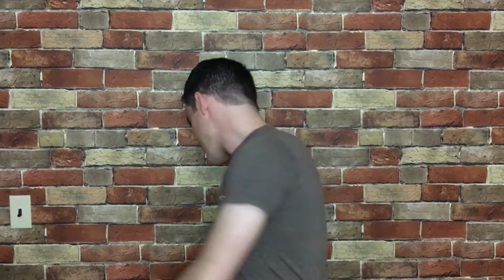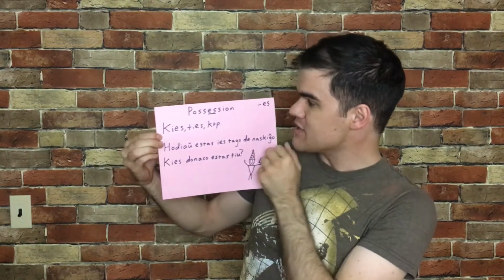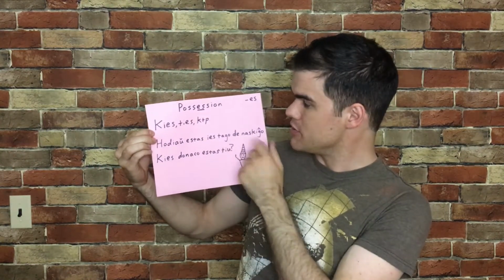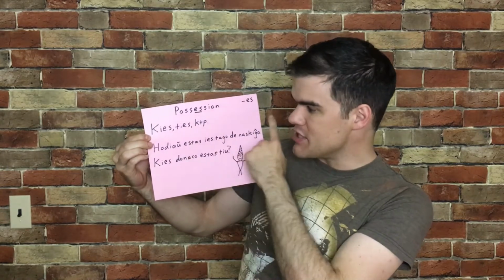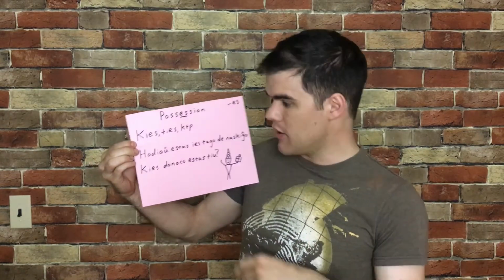All right, next up we have possession. ES. Well, that's cool. There's an ES in there. That'll be easy to remember. Kies, ties, ies, ĉies, nenies. All right? Who's that person? Somebody's, nobody's, everybody's. All right?